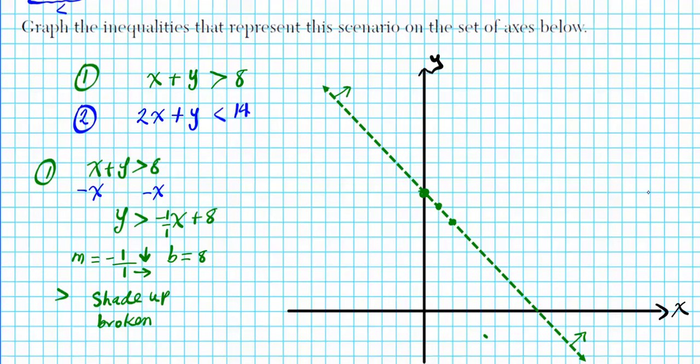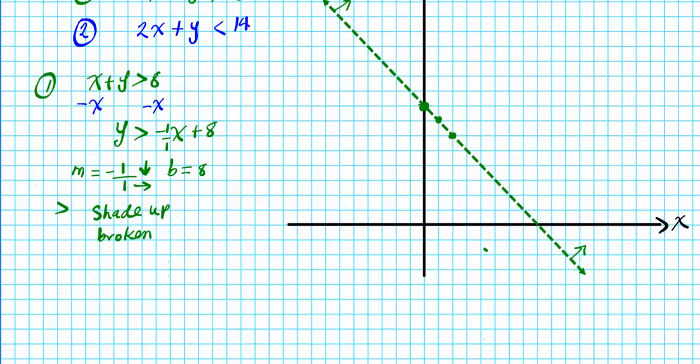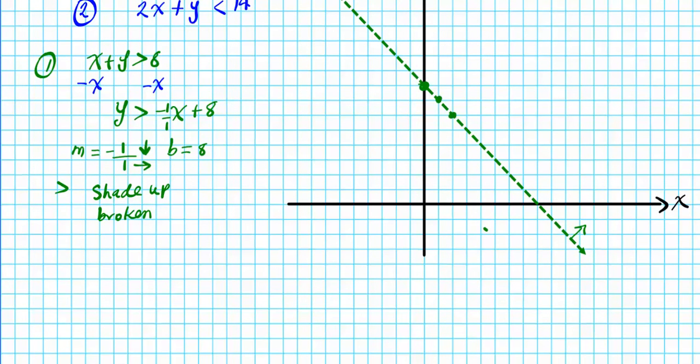Okay, so let's take a look at the second one. We have inequality 2. 2x plus y is less than 14. So for this one, we want to get y by itself. So we go ahead and subtract 2x on both sides. Subtract 2x, and you have y is less than negative 2x plus 14.